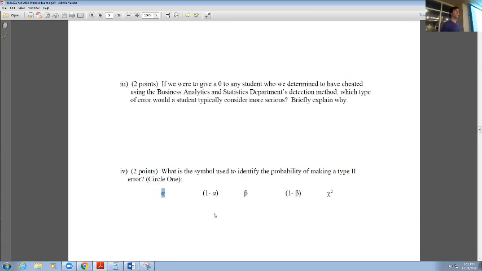Increasing alpha increases type 1. Chi-squared test and 1 minus alpha are nothing. 1 minus alpha actually finds you the related confidence interval level for a two-tailed test with alpha. So that's really the only time you use 1 minus alpha, to find the related confidence interval. But the answer for this one is beta. Beta is the probability of a type 2 error. 1 minus beta is power.